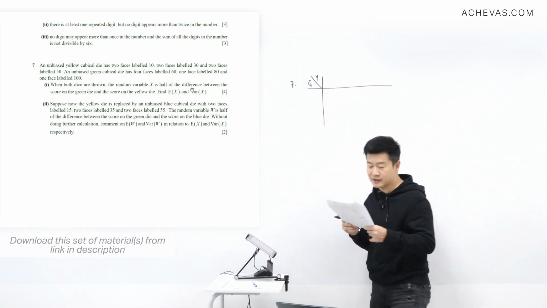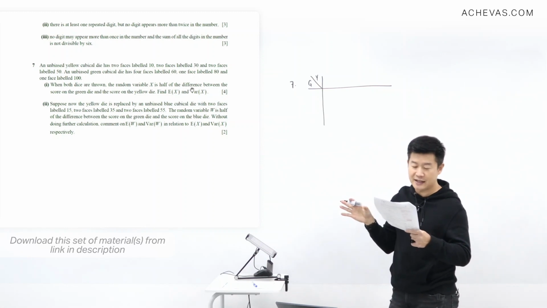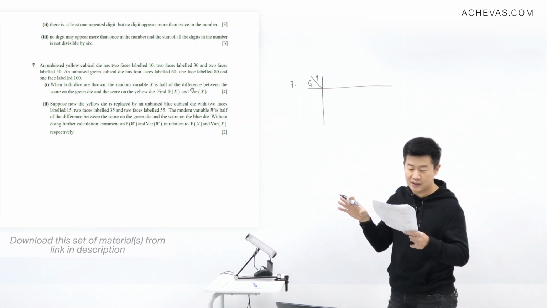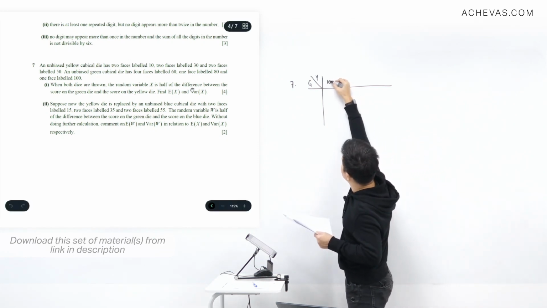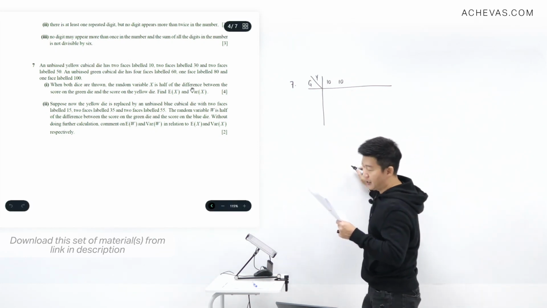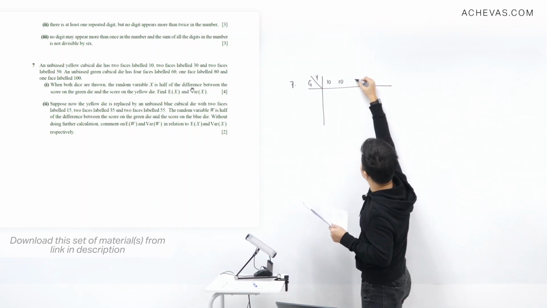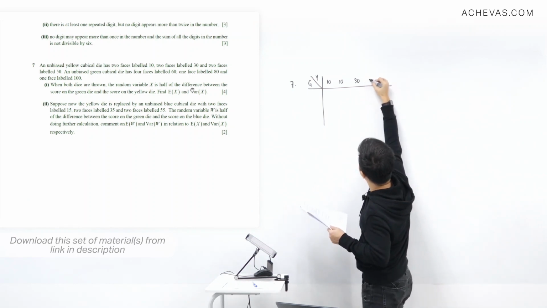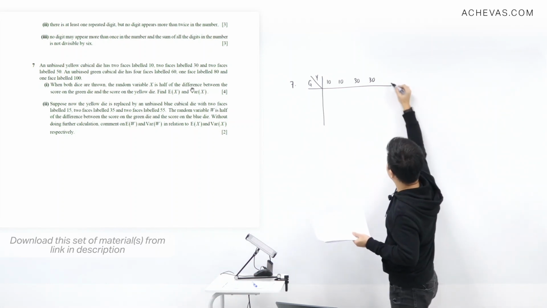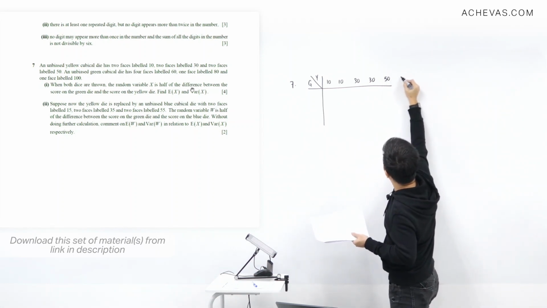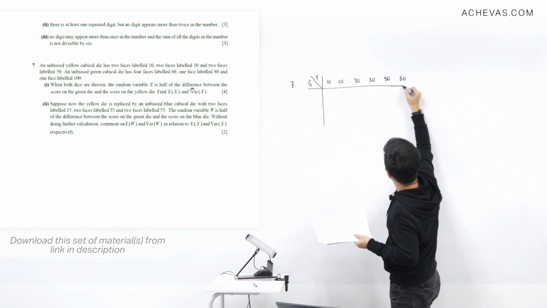And according to what the question says, for the 6 faces that are on this yellow color dice, 2 of them are labeled 10. So let me just write it down. 10. The other one is also 10. And 2 of them are labeled 30. So it is going to be 30 and then 30. The other 2 are labeled 50. So we have a 50 and a 50. Okay, so we have this.